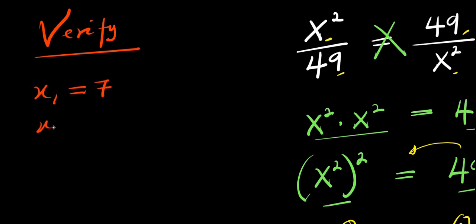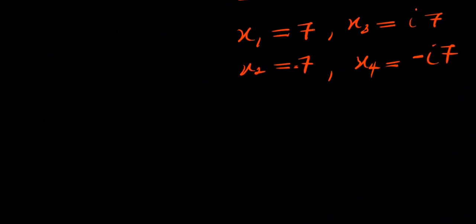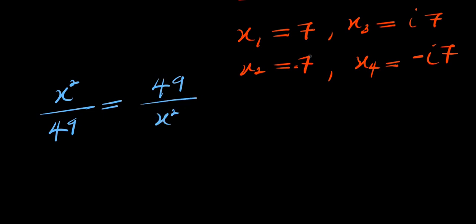x1 equals 7, x2 equals negative 7, x3 equals i times 7, and x4 equals negative i times 7. And the question remains the same: x squared divided by 49 equals 49 divided by x squared. So let's start with when x equals 7.